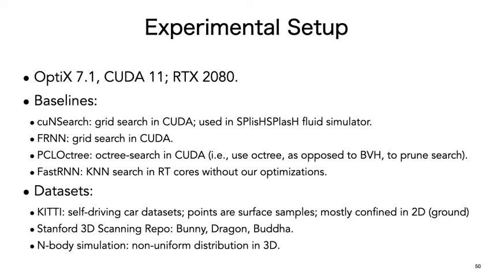And FastRNN is a KNN search implementation using RT cores without our optimizations, including query partitioning and query ordering. And we use 3 datasets, KITTI, Stanford 3D Scanning Repository, as well as N-body simulation to cover different application domains.